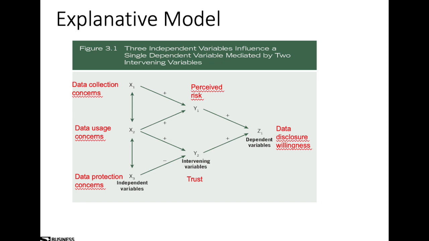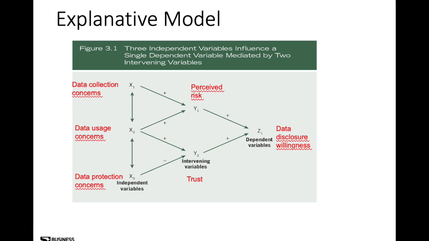So here you can see three independent variables influence a single dependent variable mediated by two mediating variables. For example, data collection concerns, data usage concerns, and data protection concerns are the independent variables which should influence positively perceived risk and negatively influence trust. And in turn, trust should positively influence data disclosure willingness, whereas perceived risk should negatively influence data disclosure willingness. So the basis are the hypotheses.